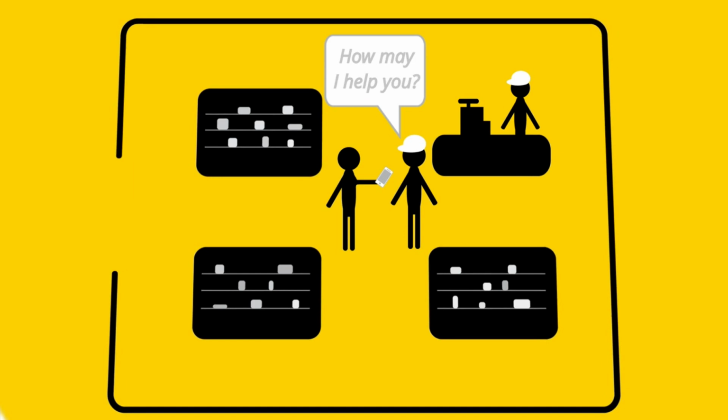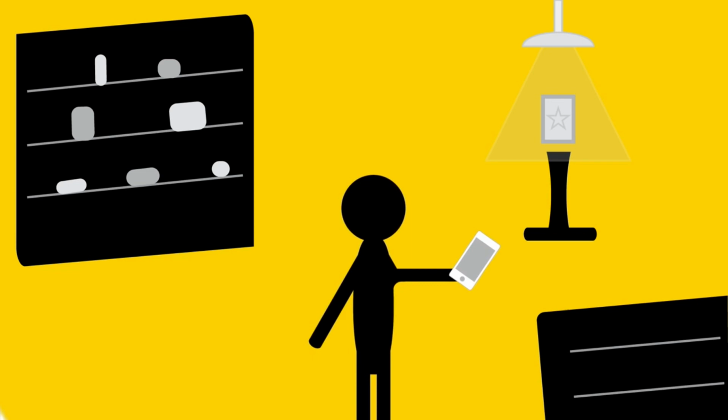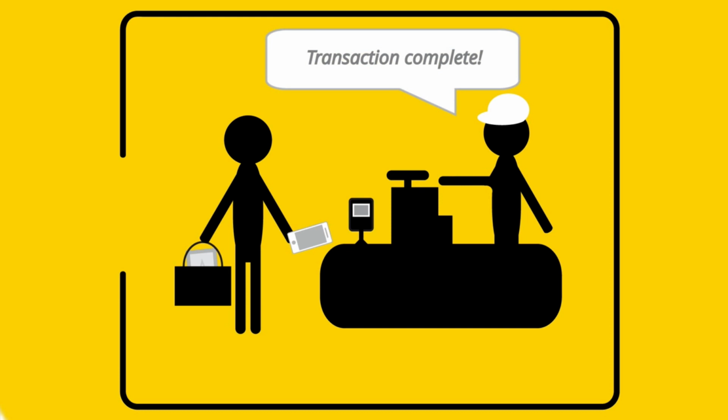As you make your way around the store, you notice a product you really like. The beacon recognizes you're near the product and delivers a coupon straight to your phone. At checkout, your phone is scanned, redeeming your coupon. This completes your purchase. On the way out, the store offers you a discount upon returning, motivating you to come back.